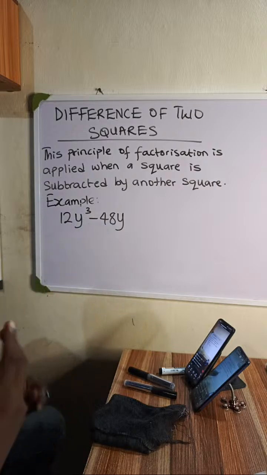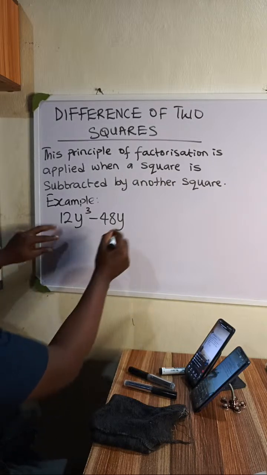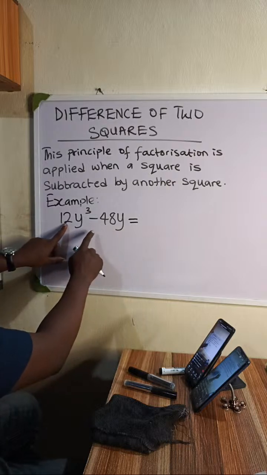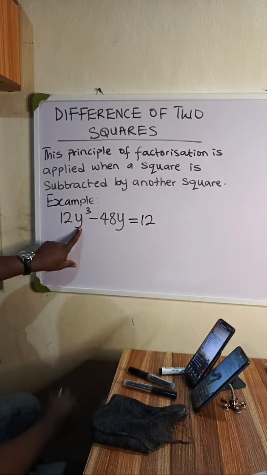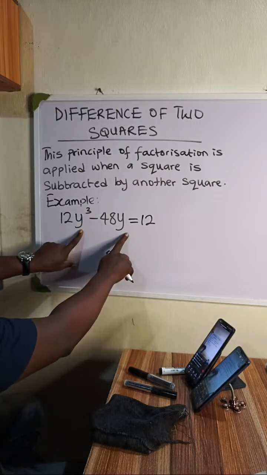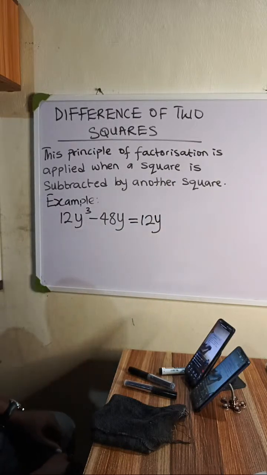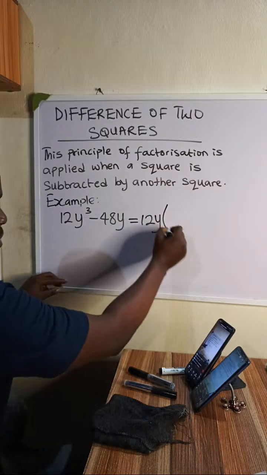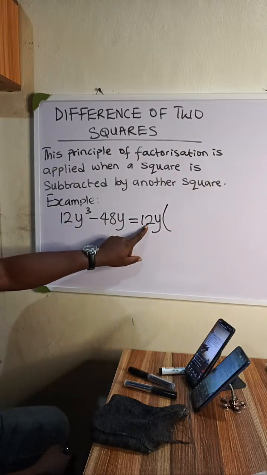From what we learned in our last class, we look first at the numbers. The largest number that can divide both 12 and 48 is 12. And then we look at the alphabets. This is y to the power of 3 and then y. We're going to pick the one with the smaller exponent. And then we open the parentheses. So 12 divided by 12, we cancel out.